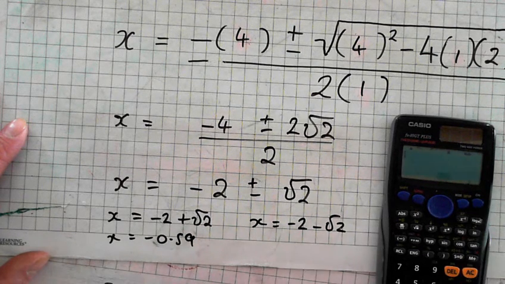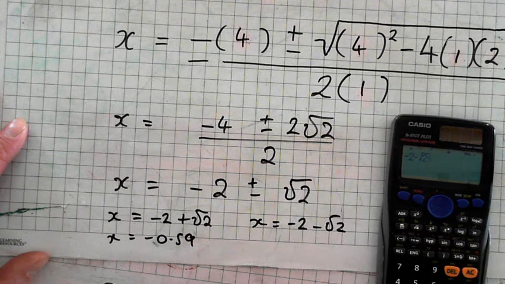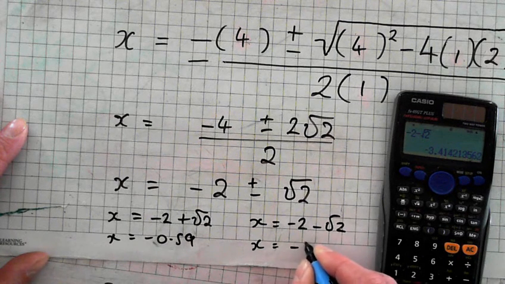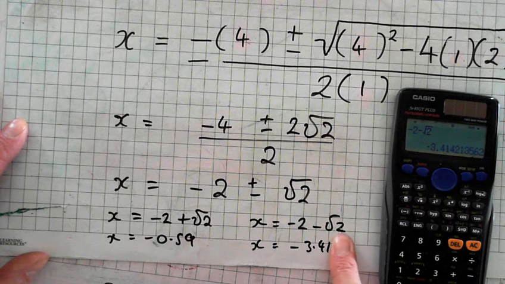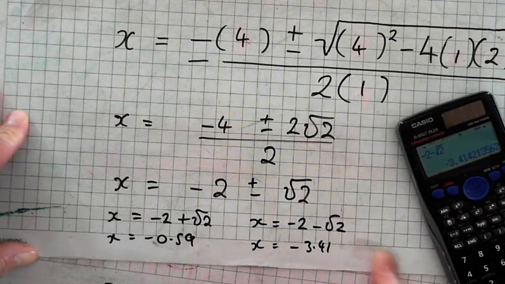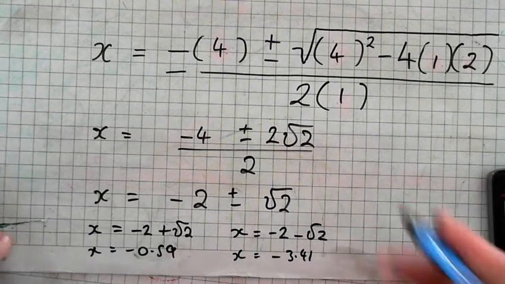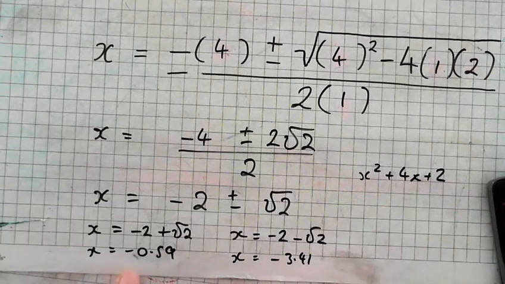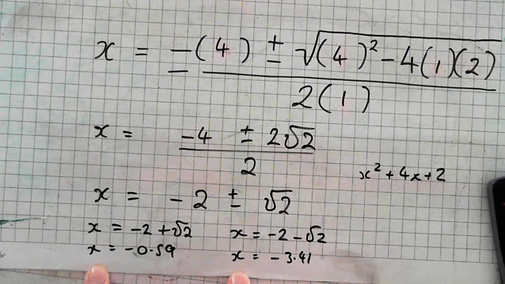And the other side, minus 2 minus root 2 equals, press SD, minus 3.4142. Now, round to 2 decimal places, the 4 will leave the 1 alone. Minus 3.41. Do you get that? Okay. Do you need a calculator every time to do it? You'd need a calculator. That was the equation we started off with. We found our 2 x values.